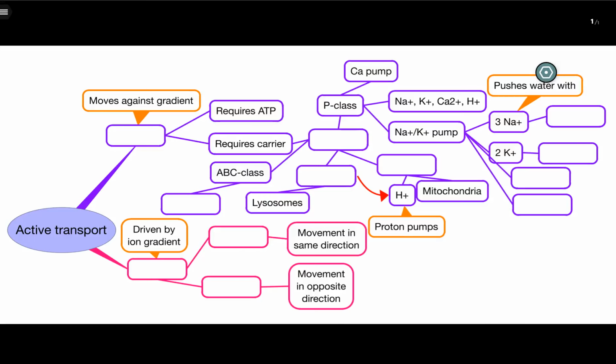Let's take a look at active transport. With active transport, we have primary active transport and secondary active transport. Your primary active transport is going to move against the gradient. So we're moving against that concentration gradient.